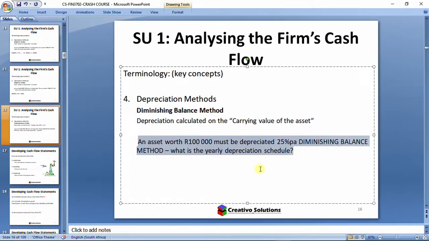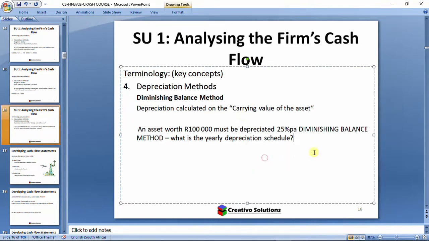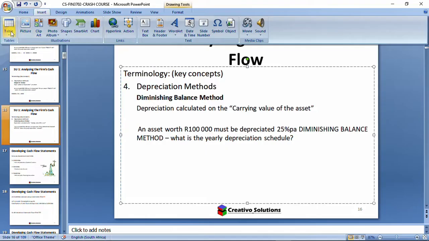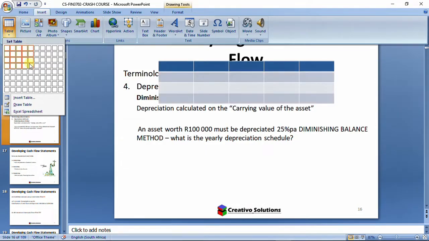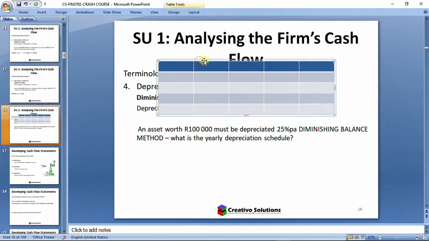Be careful. We need to draw up a schedule for depreciation. This needs a table. So let's draw up the table. I don't know how you've done depreciation calculations in the past. I'm just going to show you this method because it's easy and it always works. How many years do I need? I need 4 years because of the 25% per annum.